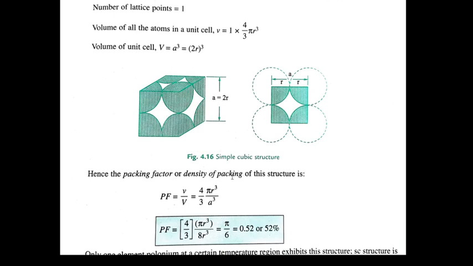It is a synonym. Do remember, atomic packing factor is also known as APF, and some authors write just packing factor, not atomic. So packing factor is the ratio of atomic volume contribution to the unit cell volume. I repeat again, packing factor or density of packing is the ratio of the volume of atomic contribution to the unit cell to the volume of the unit cell.